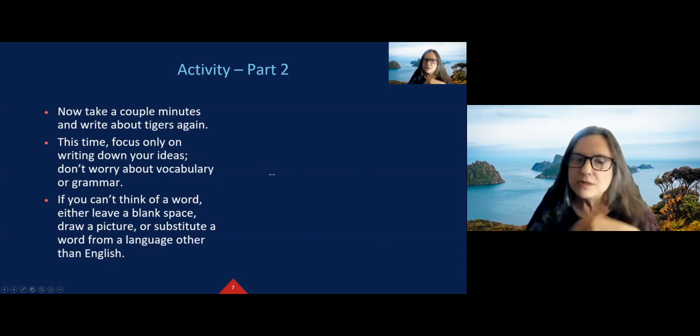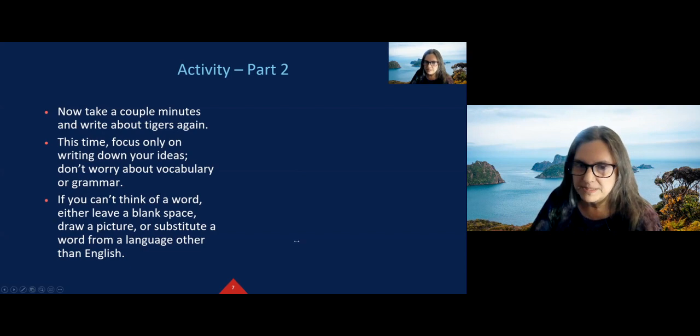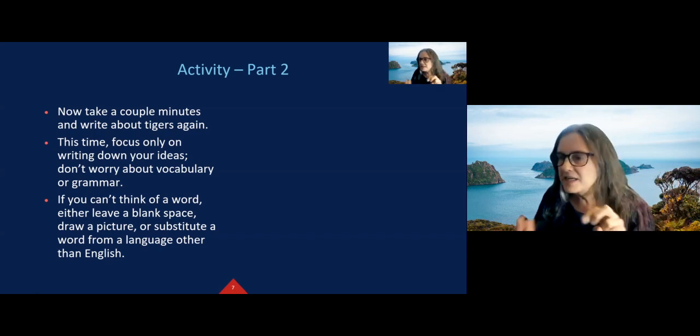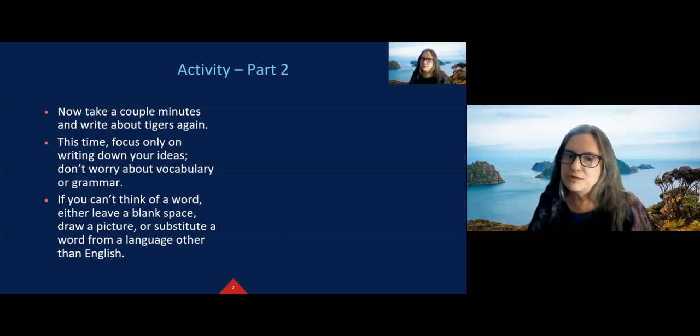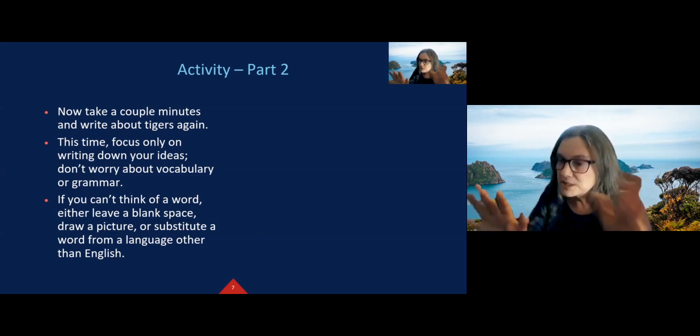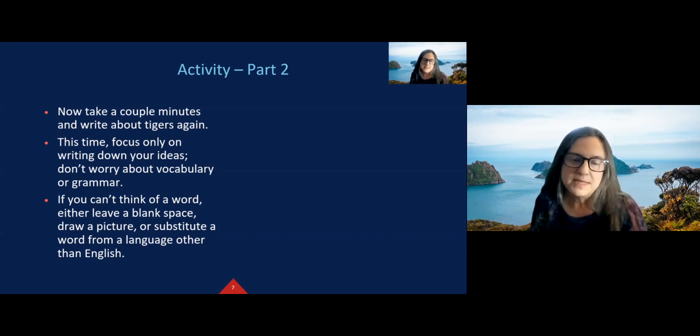Okay, so first of all, before we go into a little bit of discussion, you'll notice a couple of things that we did differently. First of all, I said, now take a couple minutes and write about tigers again. So one, the topic was no longer new. We had spoken about it a little bit. This is kind of a fakey situation. So I understand it's not totally reflecting starting a first draft of a scholarly paper, but some of the same issues you all mentioned, issues that come up in that process.